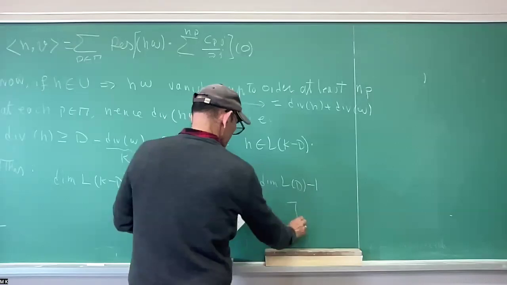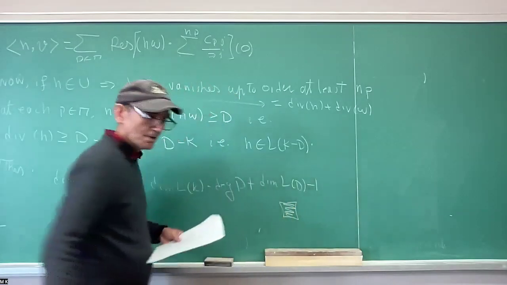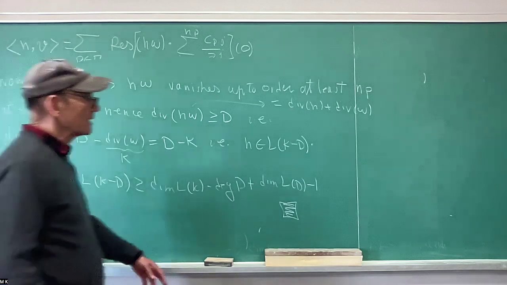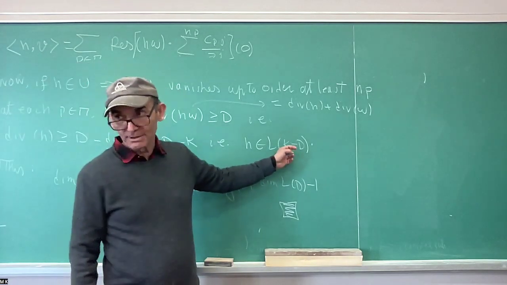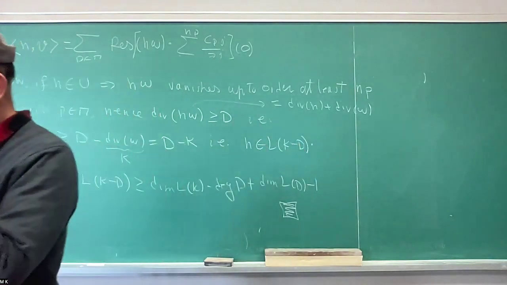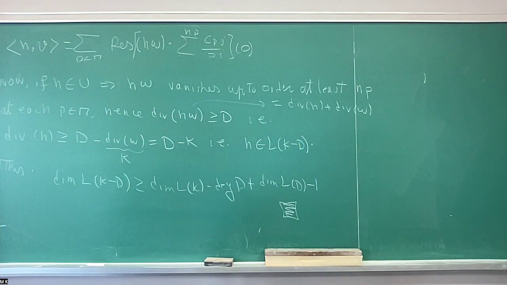Professor, when you have D minus K, shouldn't that be D minus the degree of K? No, it cannot be degree, because this is going to be syntactically wrong. You know what I mean? Because you cannot put degree inside here. It should be divisors only. It's just a question of grammar, not meaning.